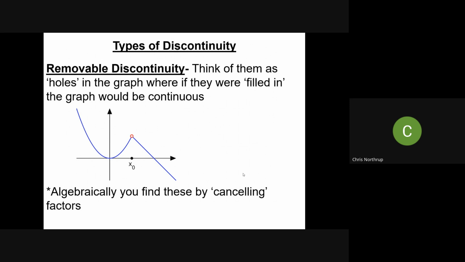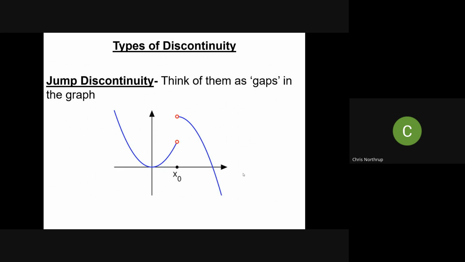Think about the difference between that and this one here. This is called a jump discontinuity. Even if I were to fill in the hole, either on the function coming from the left or from the right, I would not have continuity because there's a jump in the y values.